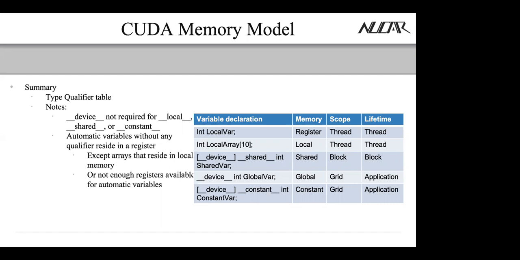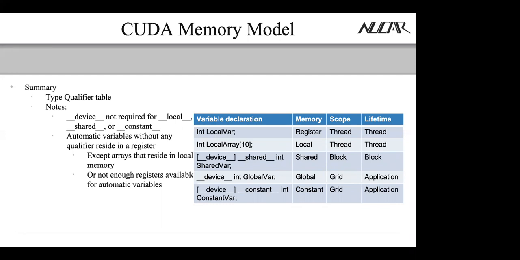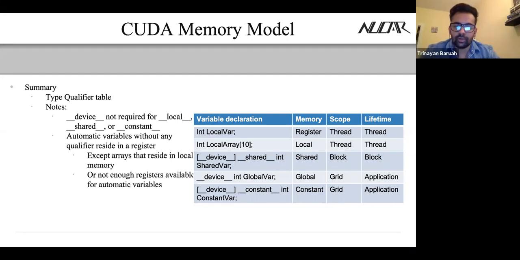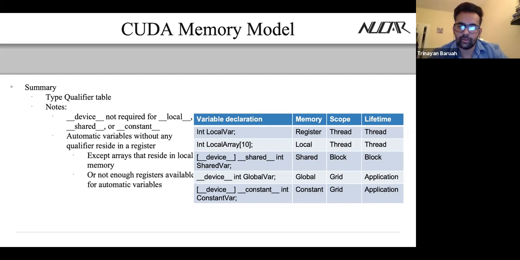Different threads running on different blocks can still access it, right? Yeah, constant memory can be accessed. But the main difference with constant memory is that it's only read only, so you cannot write to any variable that you declare as constant. Okay. Any other questions about the memory scoping?